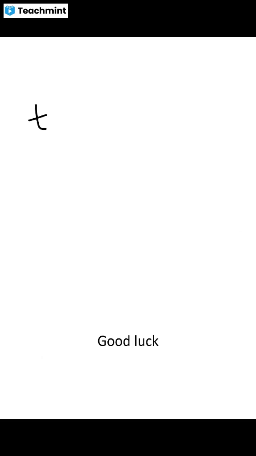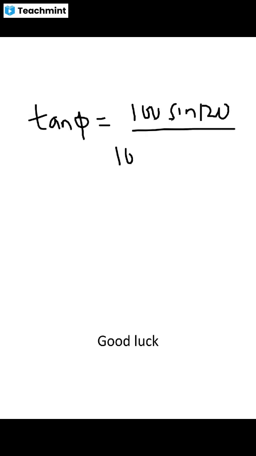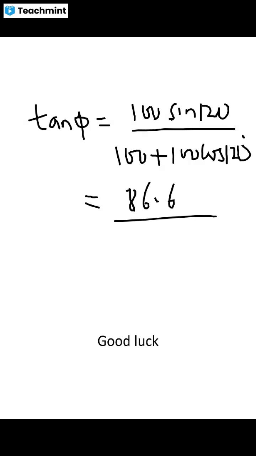Now tan phi is going to be 100 sine 120 degrees over 100 plus 100 cos 120 degrees. So this is going to give us 100 times sine 120, 0.8660, that is 86.6. The denominator is going to give us 100 plus 100 times minus a half, that's going to be 50. So we can stop at tan phi there because we are not given a calculator to do this.